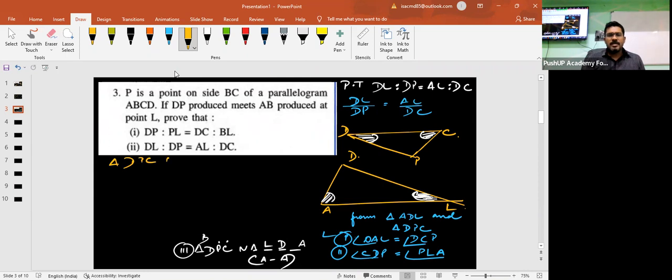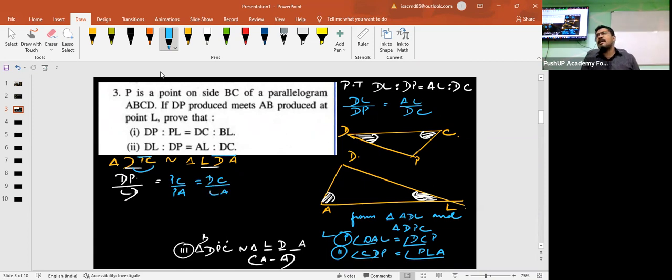Triangle DPC is similar to triangle LDA. Which are the corresponding sides? DP and LD. So I will write DP upon LD is equal to the next one, PC upon DA. So I can write PC upon PA is equal to DC, the first and the third to the first and the third, which is LA.